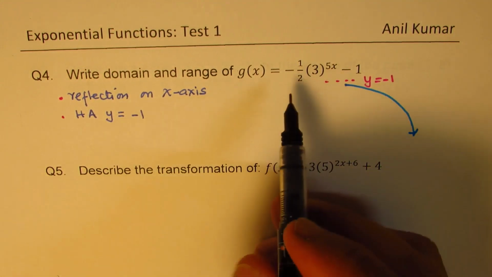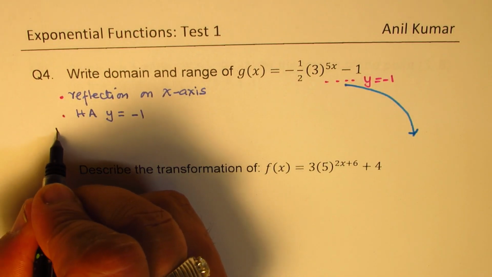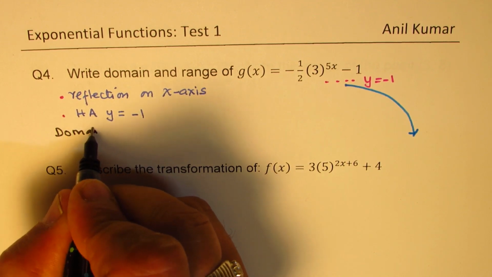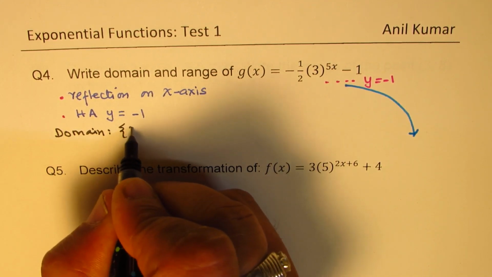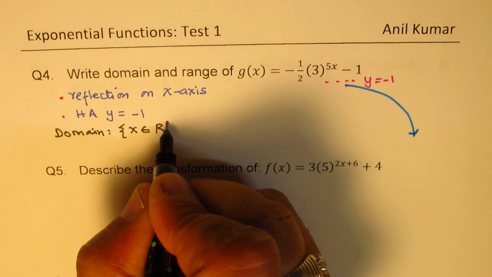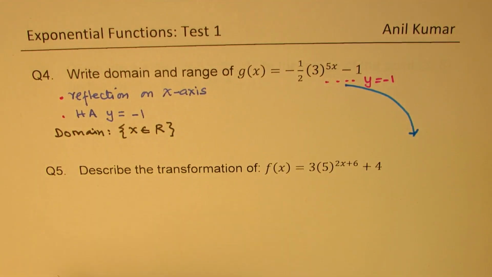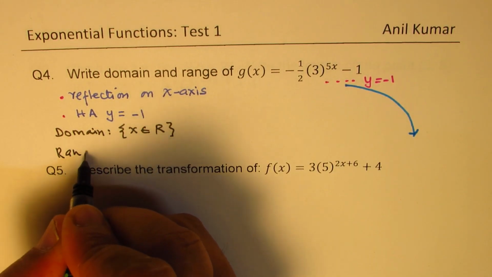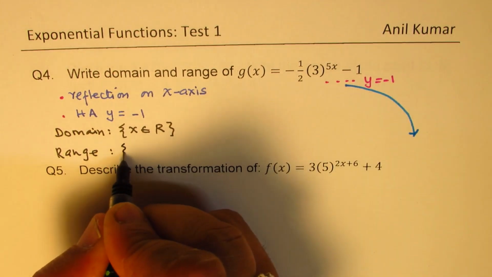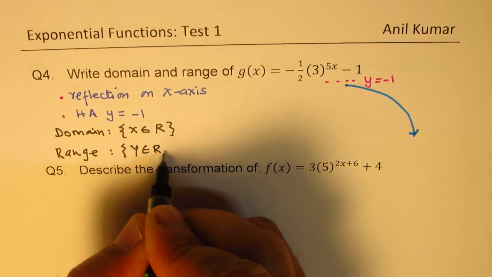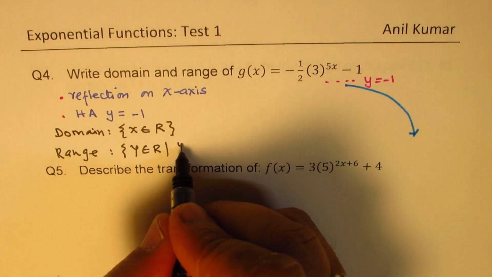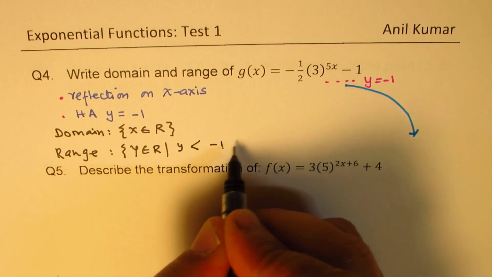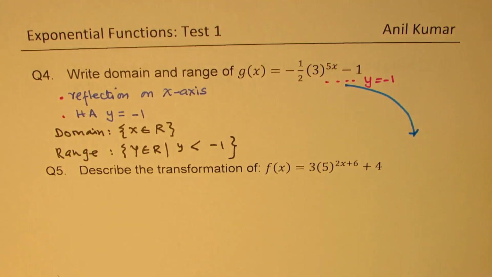As far as exponential functions are concerned, the domain is all real numbers, so no problems there. So we can write x belongs to real numbers, right? As far as the range is concerned, there is a restriction, and now we figured it out. We get y belongs to real numbers where y is less than minus 1. Is it clear, right? It is approaching minus 1, but it is not quite there. Okay, so that is how you're going to answer this.